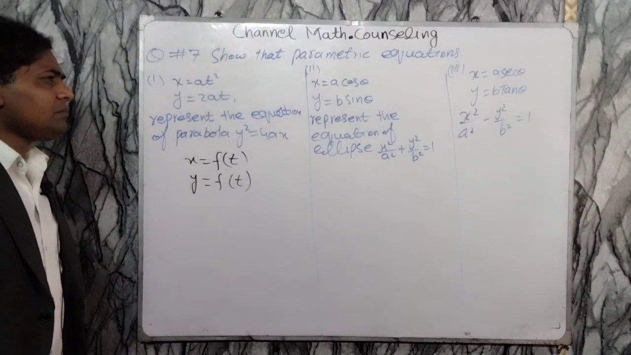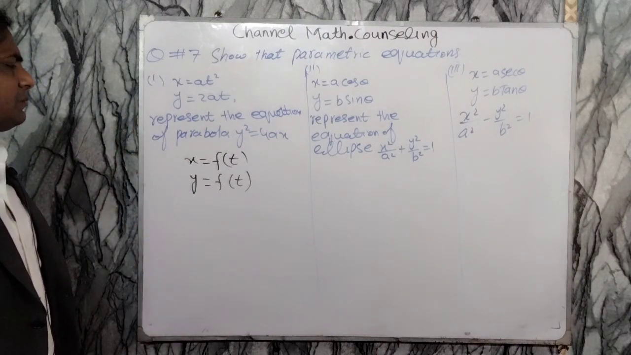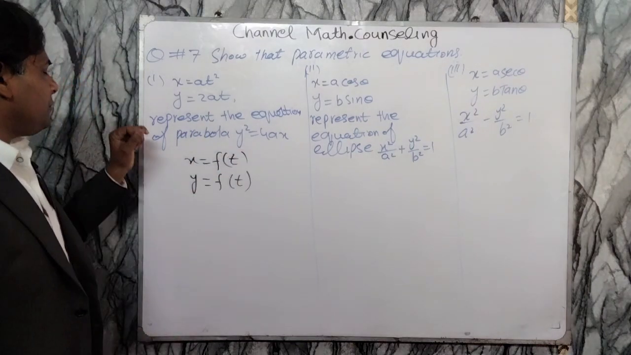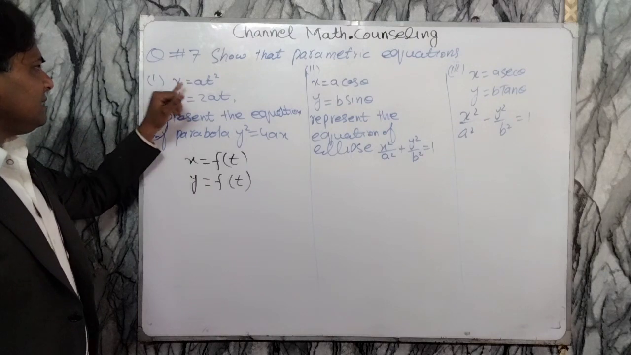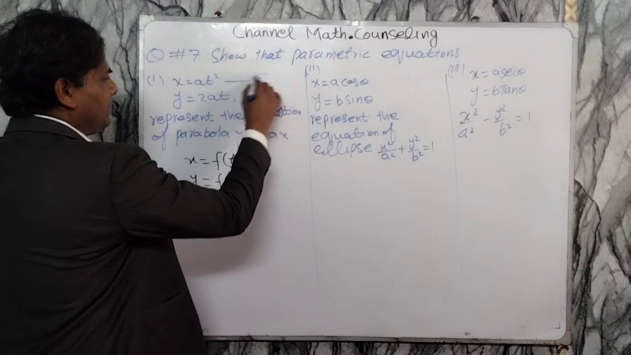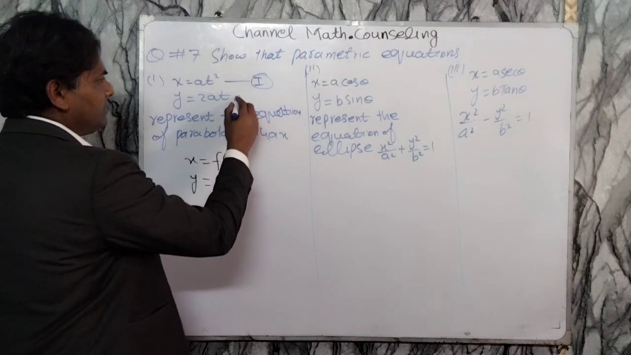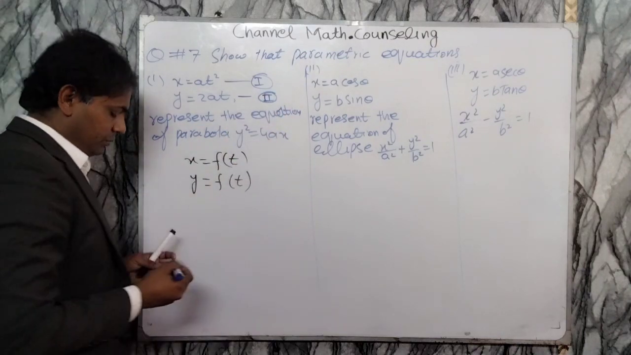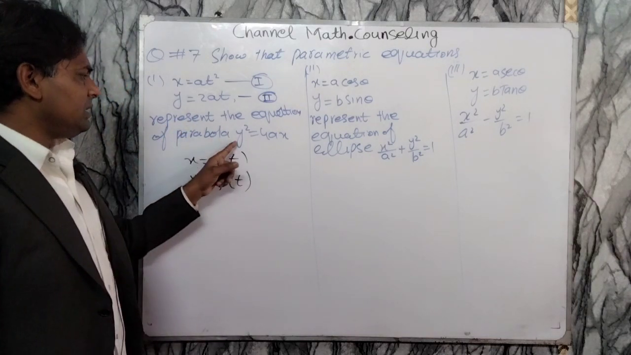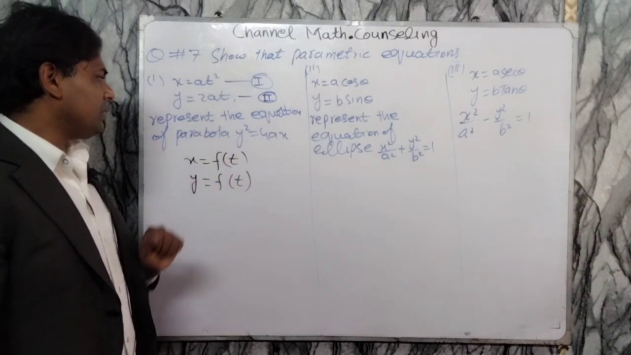Now we will have two parametric equations. By using these parametric equations, we have to prove the given condition. The first part is x is equal to a t square, I am going to name it equation number 1. The second one is y is equal to 2at, this is equation number 2. Now by using equation number 1 and 2, we have to prove that y square is equal to 4ax, which is the equation of a parabola.